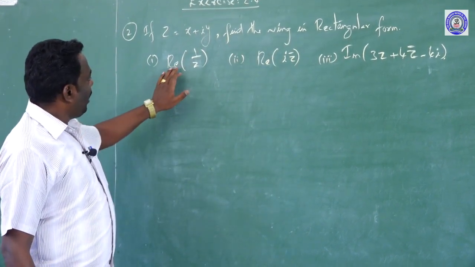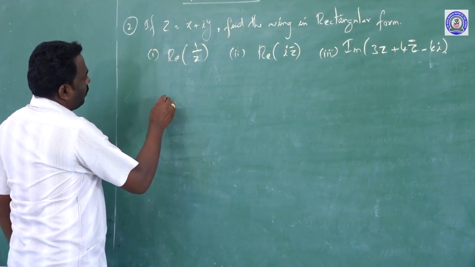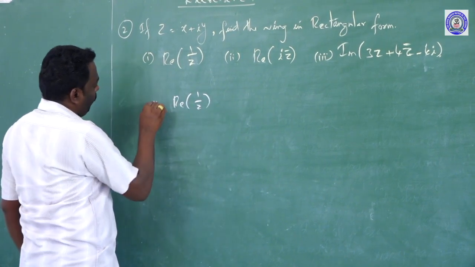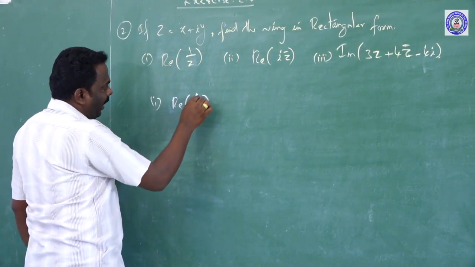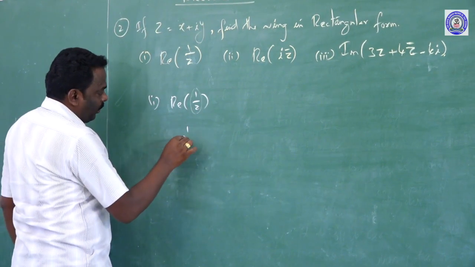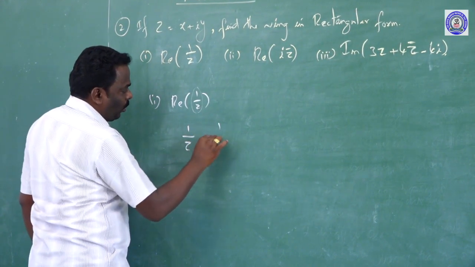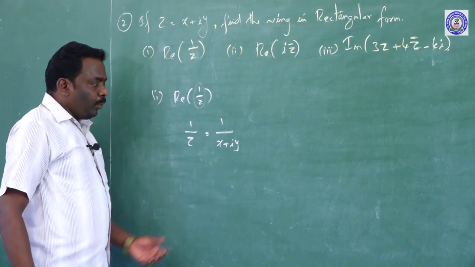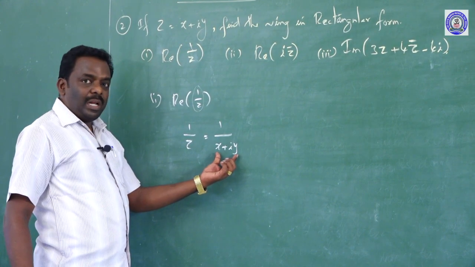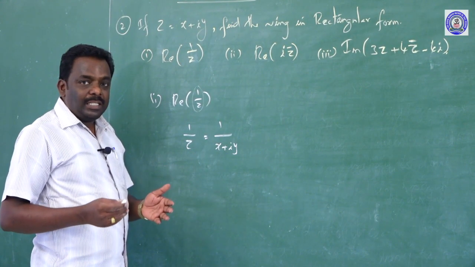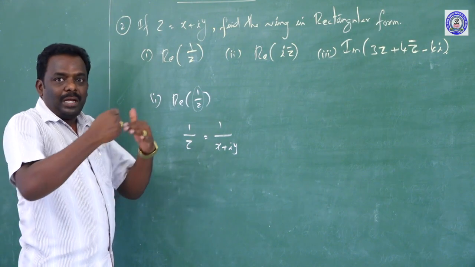The first one is the real part of 1 by z. First we want to find the expression of 1 by z. Take 1 by z, which equals 1 by x plus iy. To remove the i value in the denominator, we take the conjugate of the denominator, and multiply and divide by it.